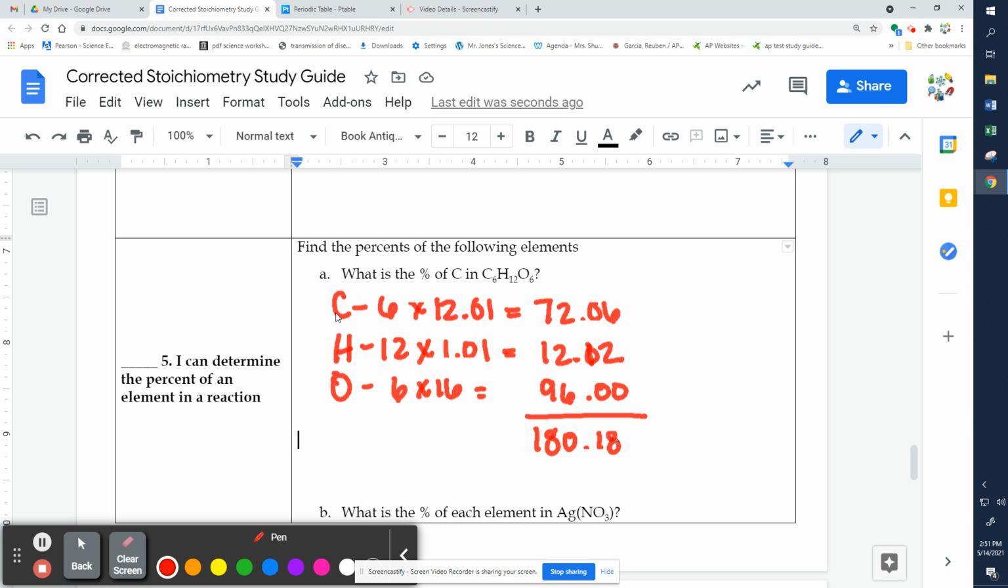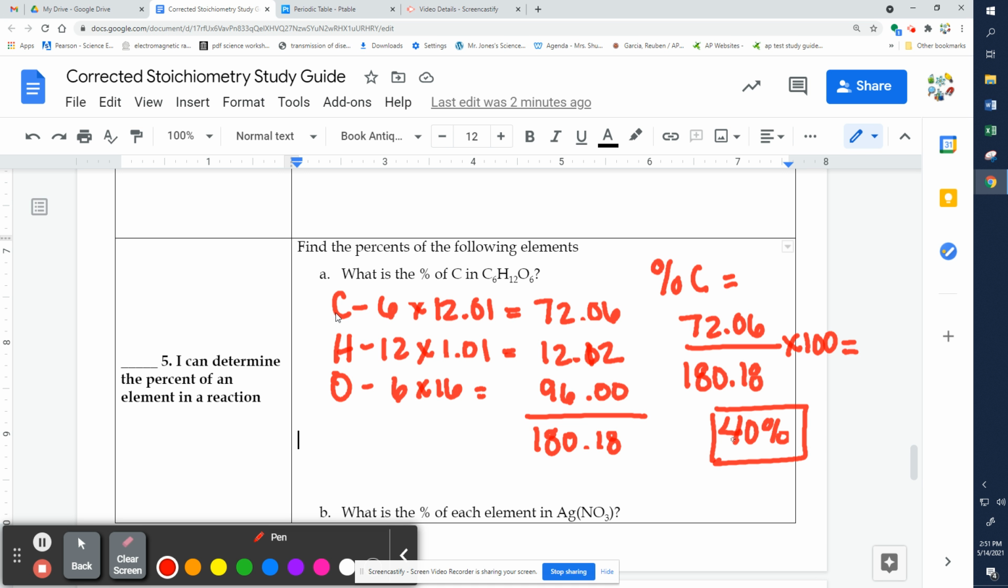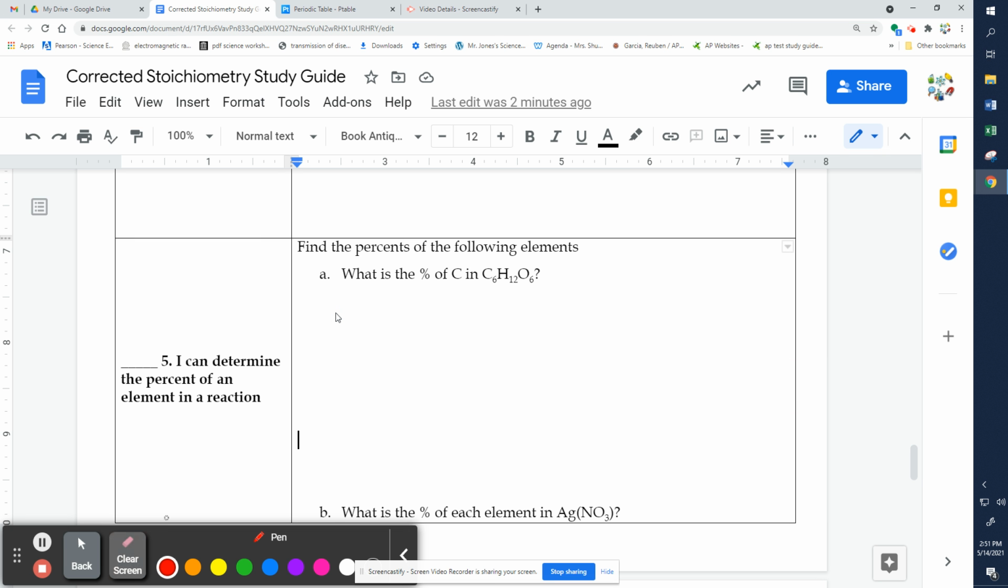In our first example, we are just doing the percent of carbon, so we need to take 72.06 divided by our total molar mass, and then we're going to multiply it by 100. When I enter that into my calculator, you should get 40%.